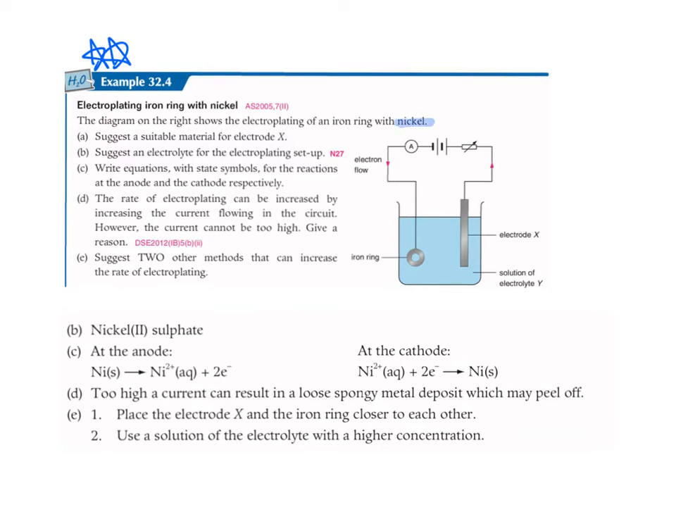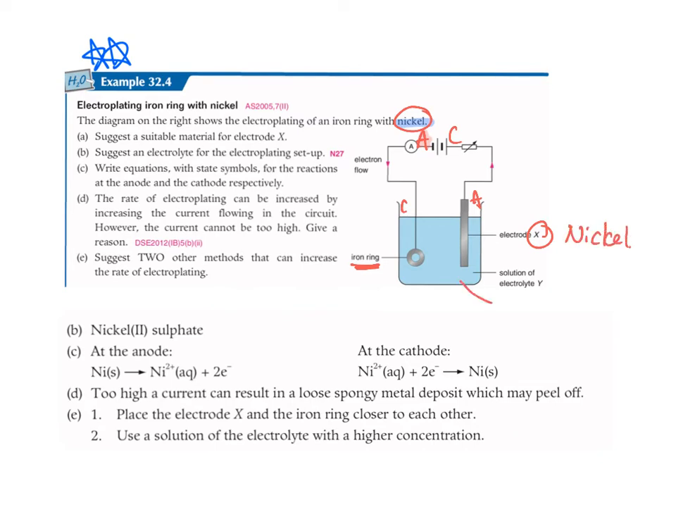So this one is anode, and this one is cathode. You see that the metal that is going to be plated will be put at the cathode part, while at the anode part, these electrodes, as I'm talking about nickel, I will put nickel right there.